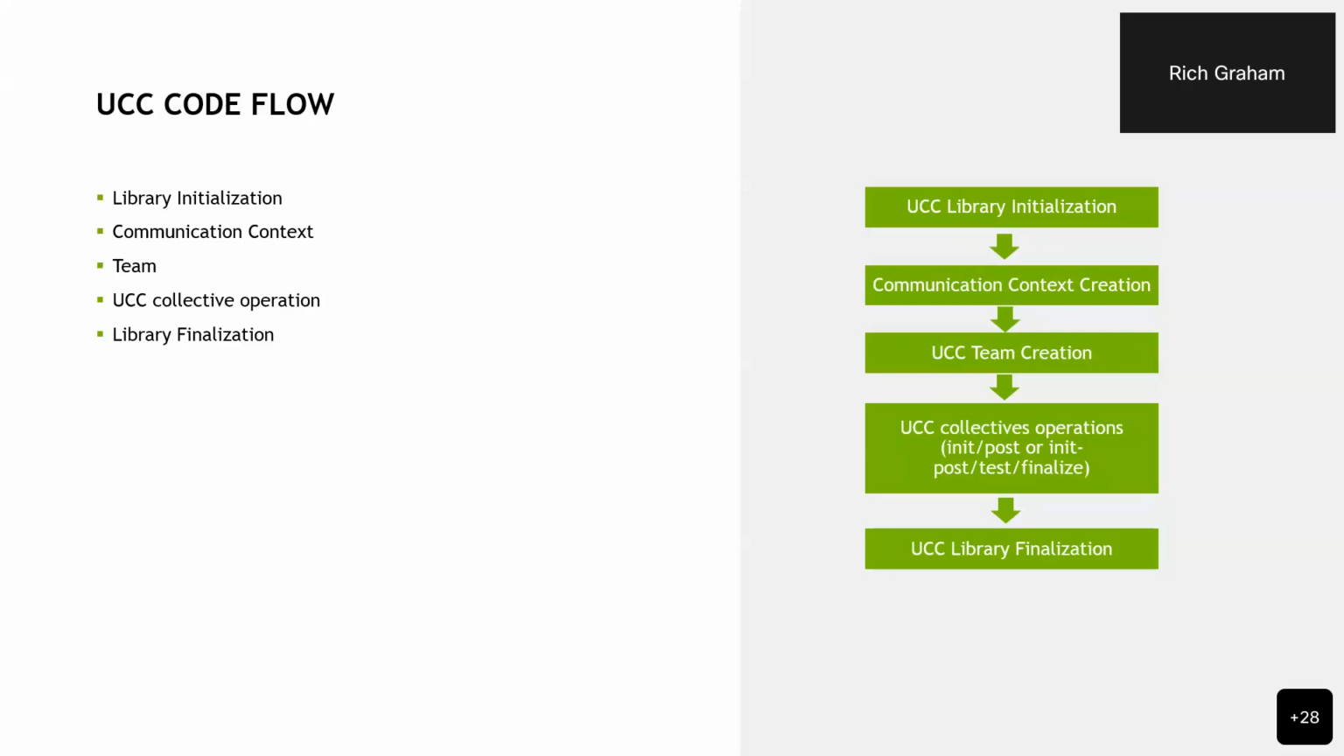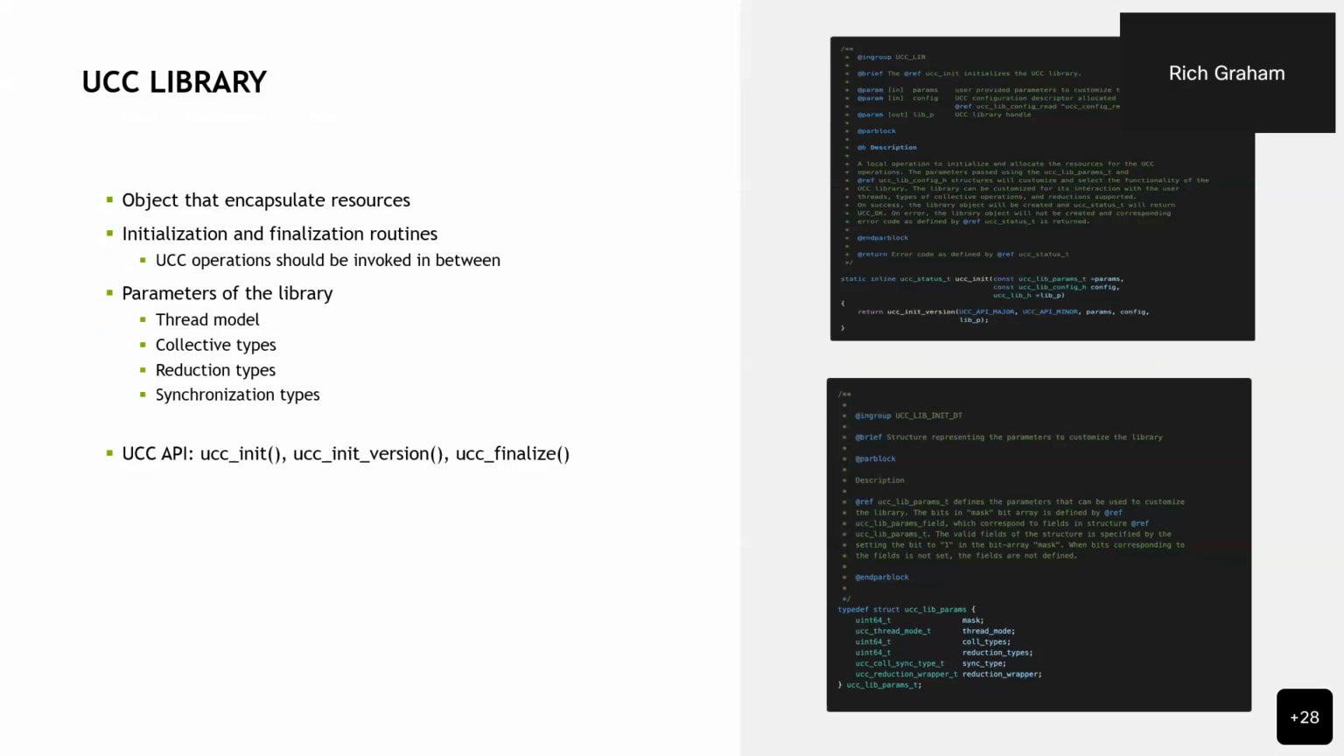So UCC explicitly, again, like anything, sets up support to be able to define different teams running using the same communication context. Just like in MPI, you have different communicators that, from an implementation perspective, typically use the same underlying hardware resources and software resources.